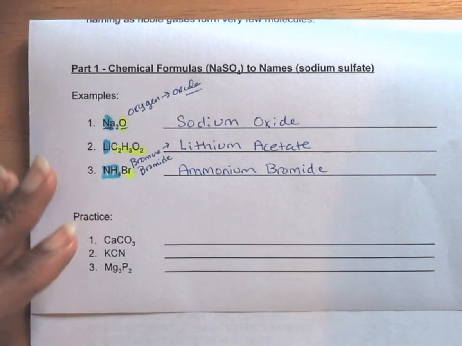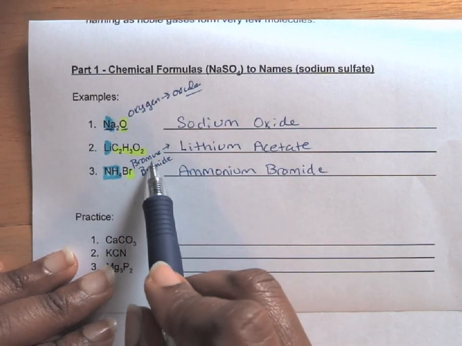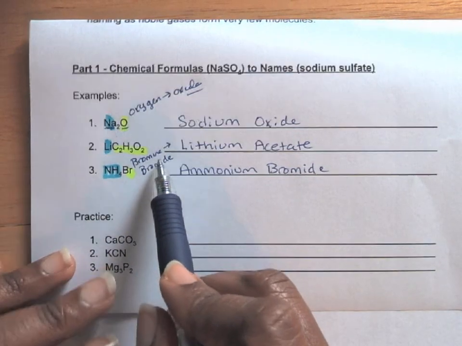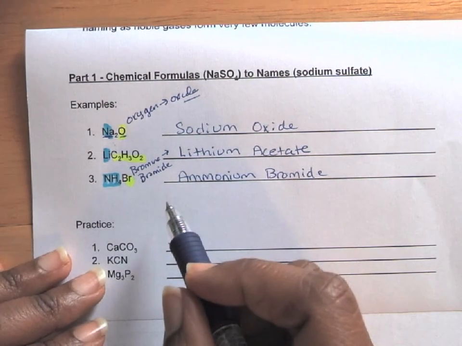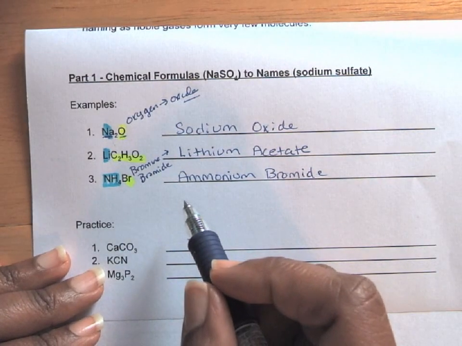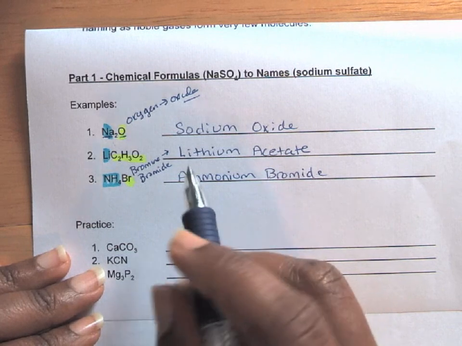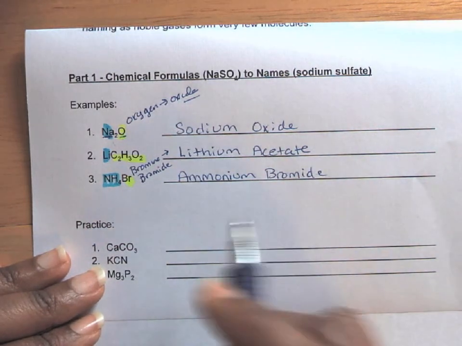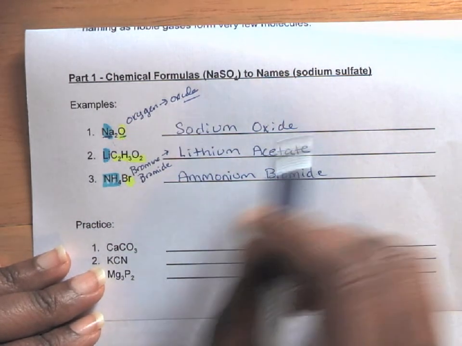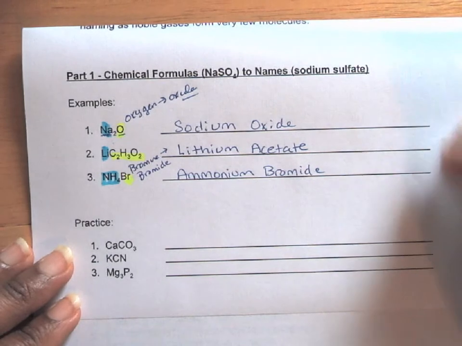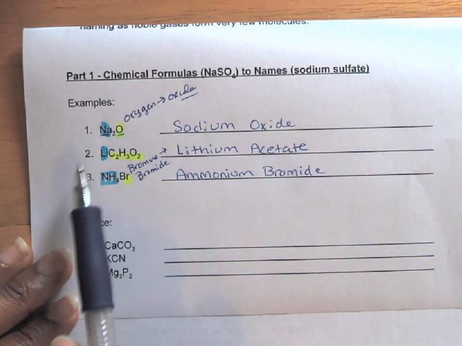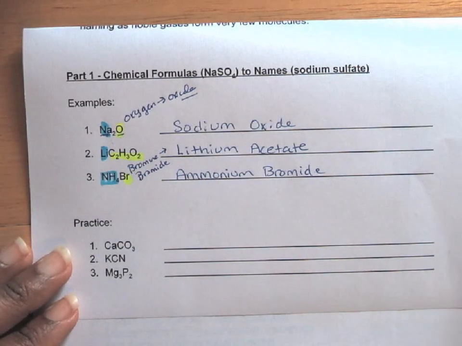Now you may be wondering, how do you know where to cut it off? Usually it's the last syllable that you cut off from the name. That's typically how it works. The last syllable gets cut off. But with that being said, the more you see of these, the more you'll recognize where to cut them off. So that is the example for part 1 when you're going from the chemical formula to the name.